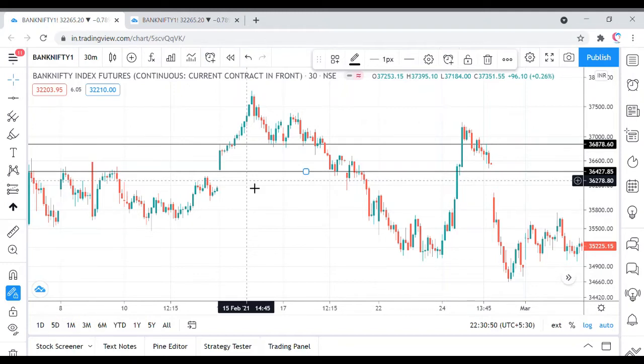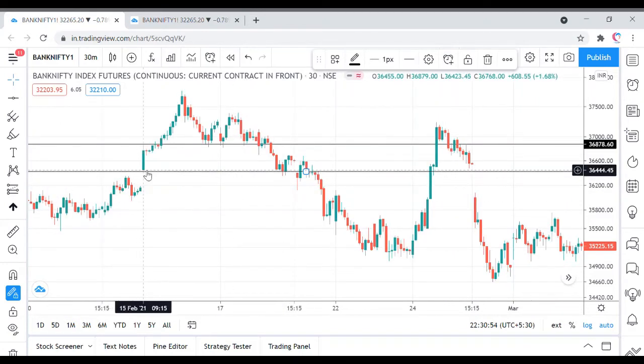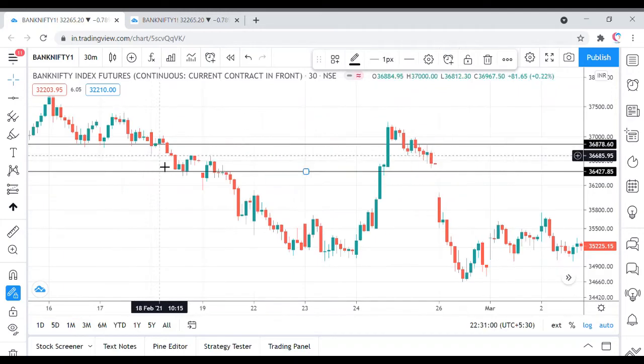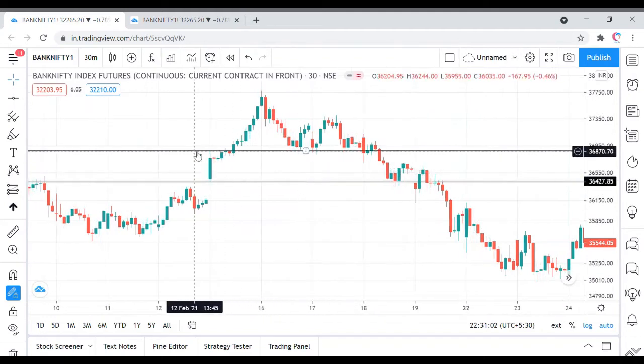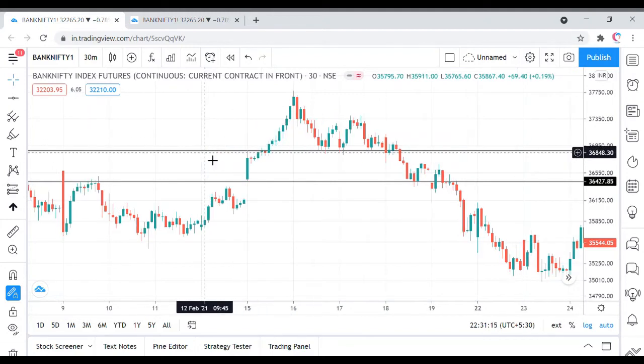because what happens sometimes is, like you can see here on 15th of February, the 11:15 candle, the fifth candle, went above the high, it broke the high, but it couldn't sustain, it closed below the high. So we will not go long at this candle. We'll go long at the 12:15 candle where it broke the high and closed above it.